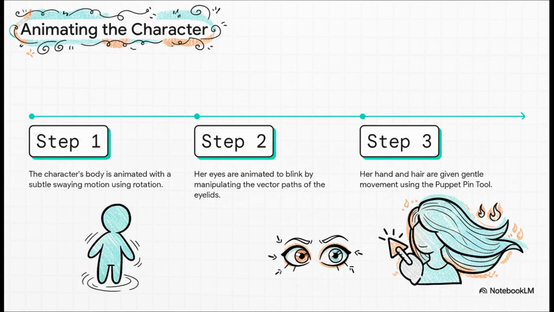First, her whole body gets this gentle, rhythmic sway. Second, her eyes actually blink. And he did this by directly editing the vector shapes of her eyelids to make it look super realistic. And finally, he uses something called the puppet pin tool to add this delicate, flowing movement to her hand and even a few strands of her hair. It just makes it feel like she's really there, reacting to the air around her.